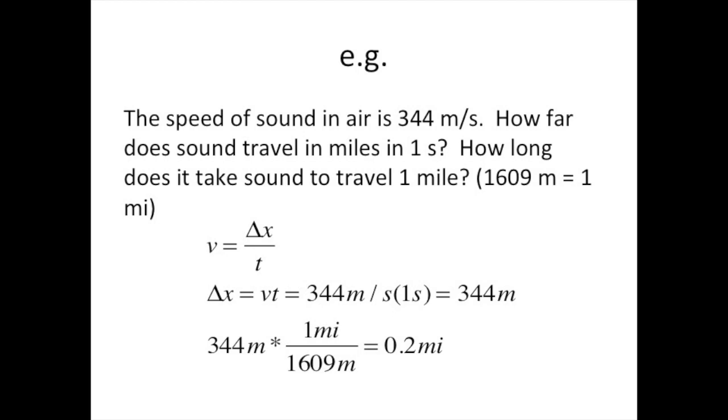V equals delta x over t. This is from way, way back in September we came up with this equation, that speed is distance divided by time. So the distance is velocity times time, 344 meters per second. So it goes 344 meters in 1 second. And then we convert that to miles, and we get 0.2 miles. That's about 1/5 of a mile. So if you see lightning and then you hear it 1 second later, that means it's only 1/5 of a mile away. It's pretty close.